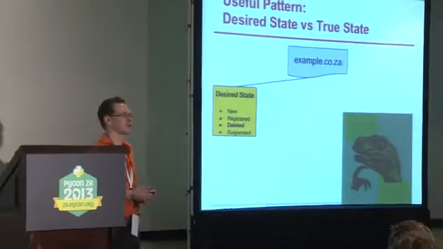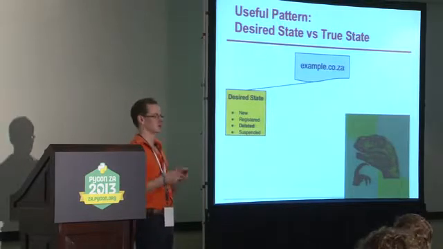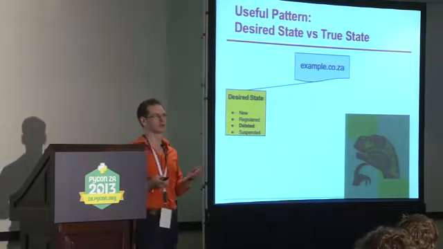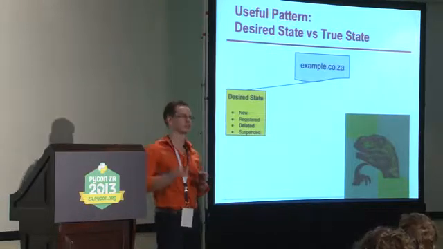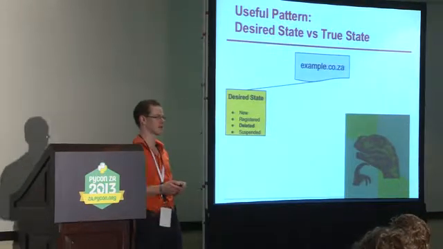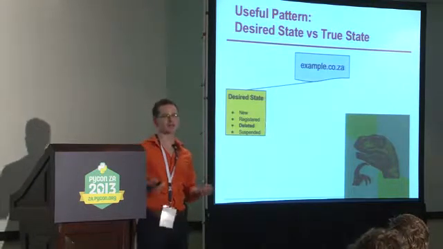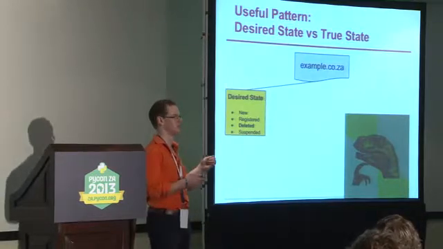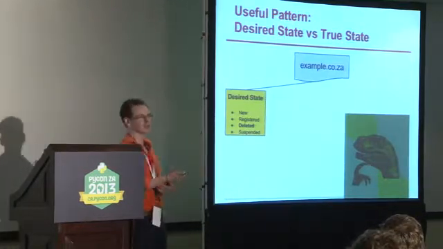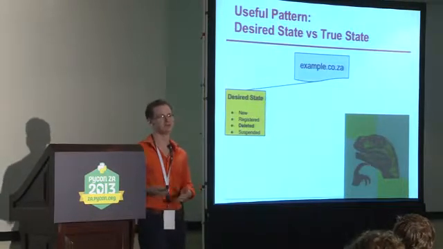A really interesting pattern we discovered, I don't know if it's novel, was in how we keep track of resources that have eventual consistency with some external resource, the central registry in this case. When you have a domain like example.co.za, you have some desired state. Like I want it to be registered, or in this case, let's say it's already registered, and I want it to be deleted. But that's not enough.